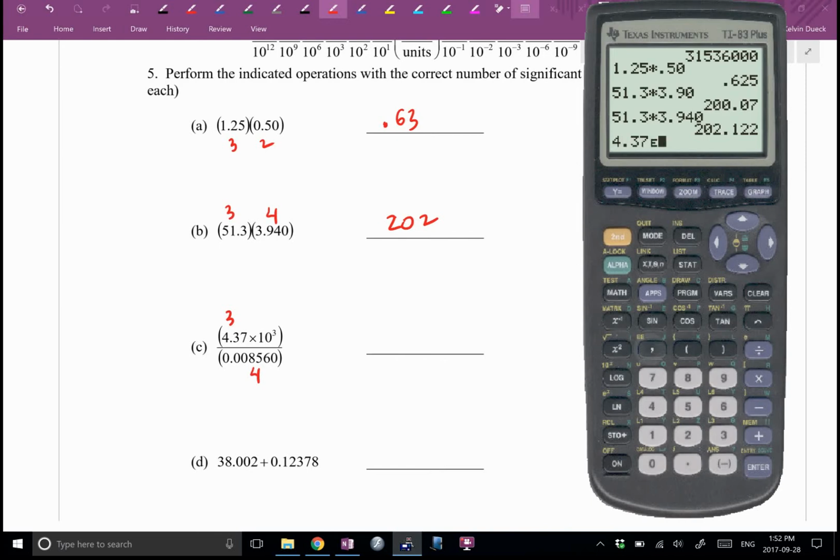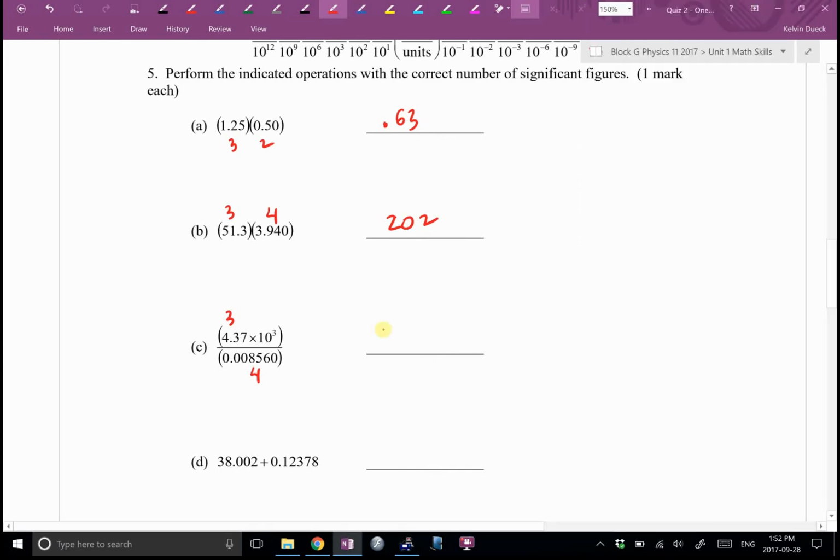4.37, scientific notation button 3, divided by 0.00856. I don't really need to type that last zero. It won't make a difference. How many sig figs? 3 sig figs. 5, 1. This 0 is what I'm going to round to. Is that 0 going to stay a 0 or become a 1? It's going to become a 1, so it's going to be 511.